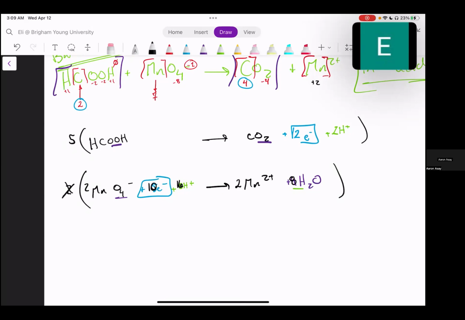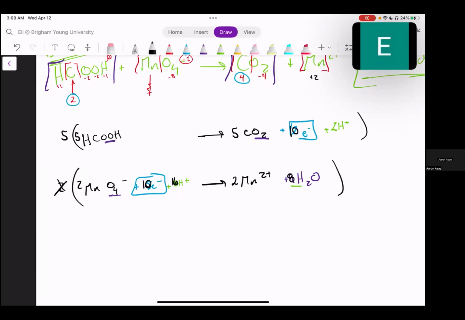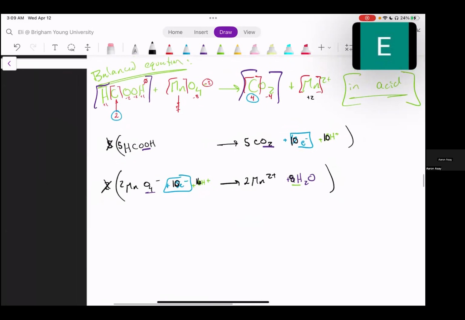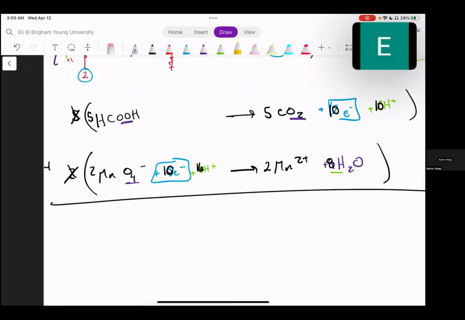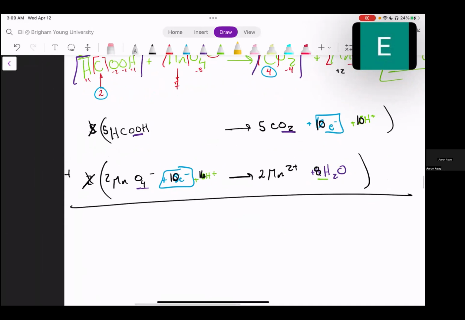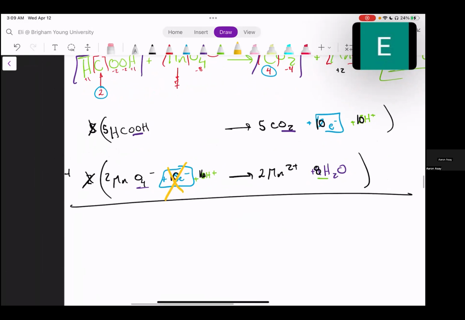So this is going to be 5, 5, 10, and 10. So I have that all distributed. Now, what we're going to do is we're going to simply add this up. So the secret with adding this up is you look on opposite sides of the arrows, and anything that are on opposite sides of the arrows that are the same can be canceled out. So for example, I have 10 electrons on my left, 10 electrons on my right. So those can cancel out.